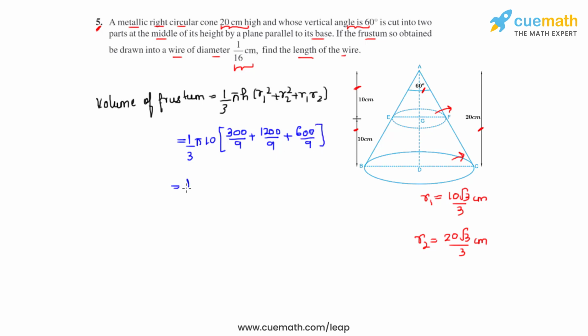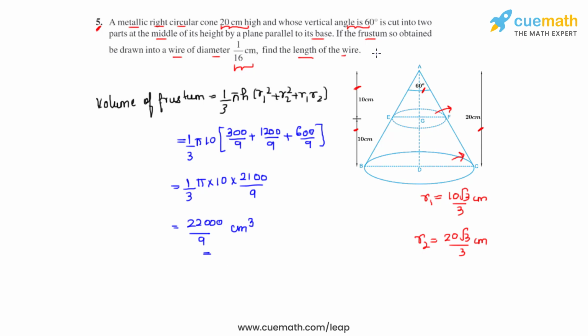So we basically get 1 by 3 times pi times 10, and simplifying the terms inside the brackets, we get 2100 divided by 9. On further calculation, we get the final answer as 22,000 pi divided by 9 centimeter cube as the volume of the frustum.